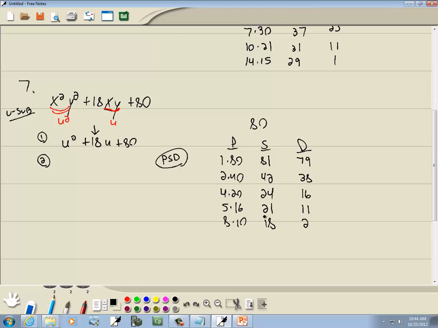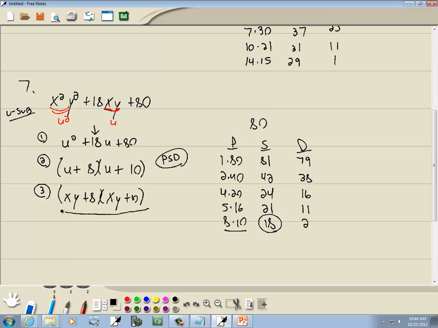The number we're looking for is the number in our middle term, which is 18, which is right here. So we use 8 and 10. So we've got u, and 8, and 10. Now our larger number in the p column, which is 10, is always going to be the same sign as the middle term, which is positive. The number we circled is in the s column, s for same sign, so if this one's positive, then this one has to be positive. Then our third step in the U-substitution is you plug u equals blank back in. Like in this problem, we said u is equal to xy. So we'll put the xy in for the u. So we've got xy plus 8 times xy plus 10. And that's our answer.